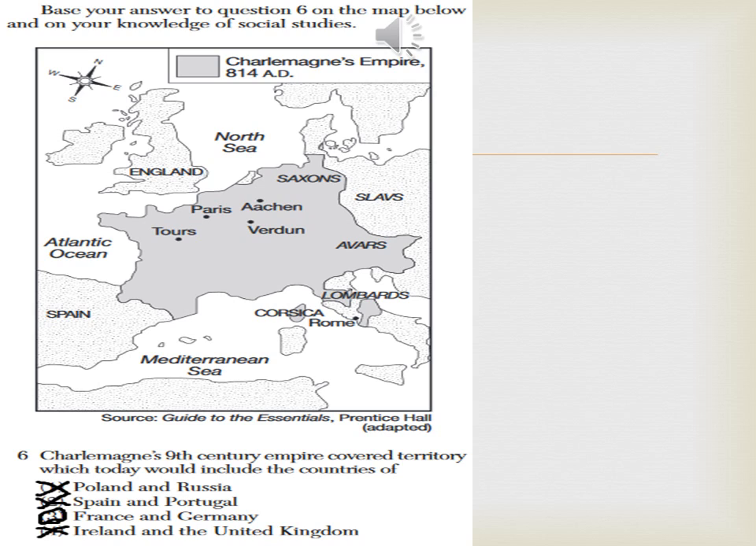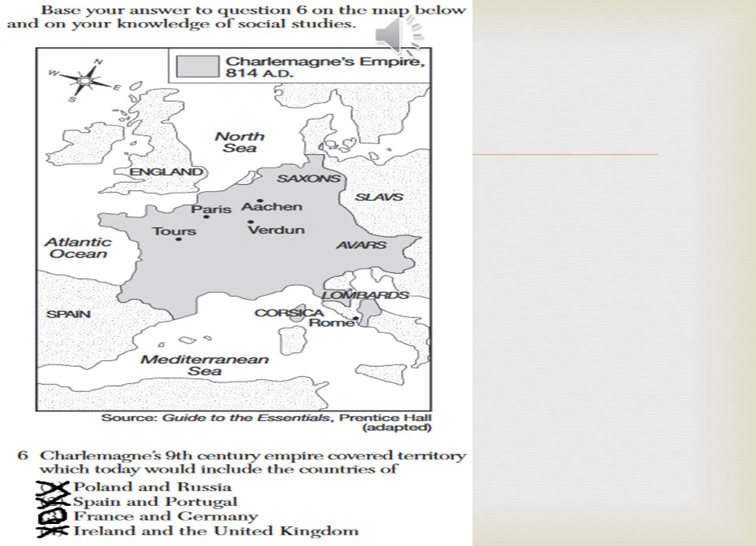Is it Poland and Russia? No, Poland and Russia would go much more eastwards. Like you see where it says Slavs, that's where you have Poland, and even further eastward, you have Russia. Is it Spain and Portugal? No, because you see Spain, it says Spain right here on the map. It's not part of the empire. And Portugal is not even on the map. You would go further south. Is it Ireland and the United Kingdom? No, just no. It's a really easy question.